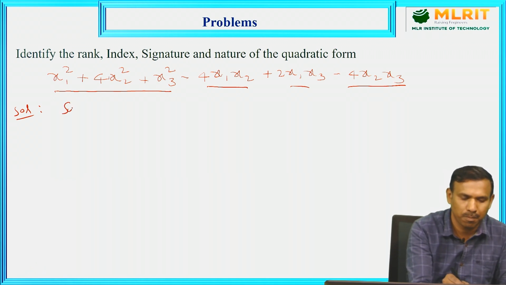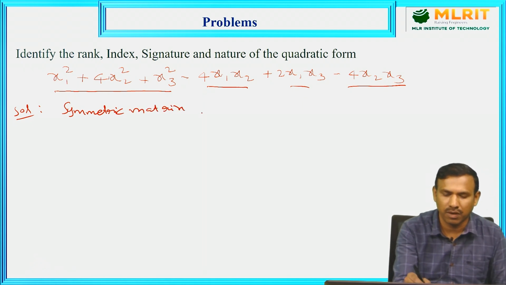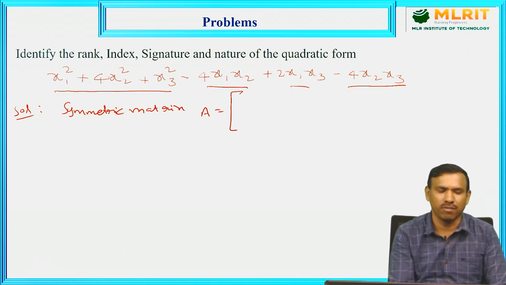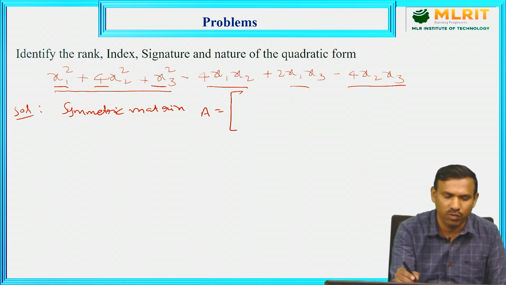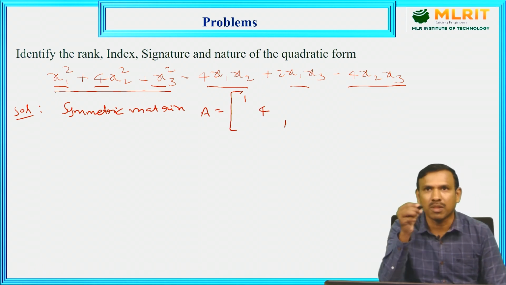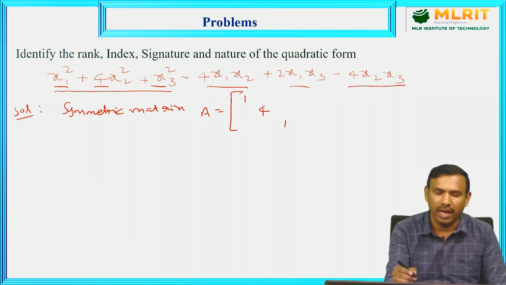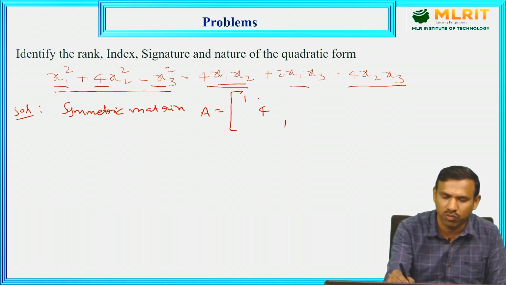Now first of all, let us reduce the given quadratic form to a symmetric matrix which can represent the above quadratic form, that we are calling A. How to convert a quadratic form to a symmetric matrix? Very simple. First take the square terms and write the coefficients along the principal diagonal: x1 square coefficient 1, x2 square coefficient 4, x3 square coefficient 1. Next, product terms: write in the proper positions by dividing by 2. For the x1 x2 position, minus 4 divided by 2, minus 2.